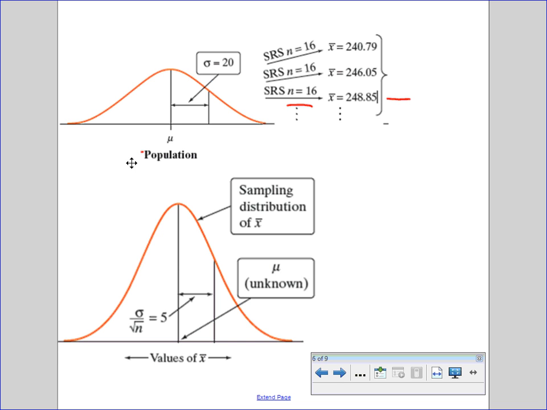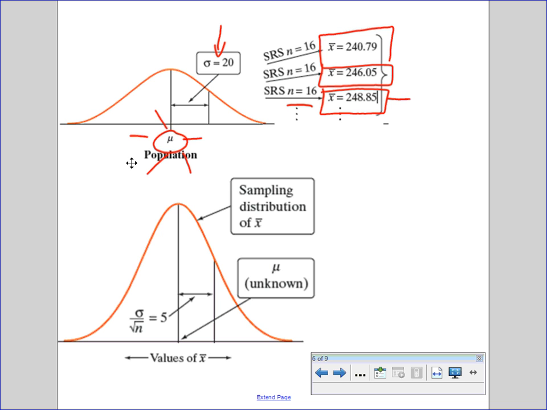So let's say, this is just an example. I don't know what mu is, but I know that sigma is 20. I know the standard deviation is 20, so I wasn't paying attention. So I take 3 different samples. Each one gives me a slightly different result. So what do we think the true mean of the population is?